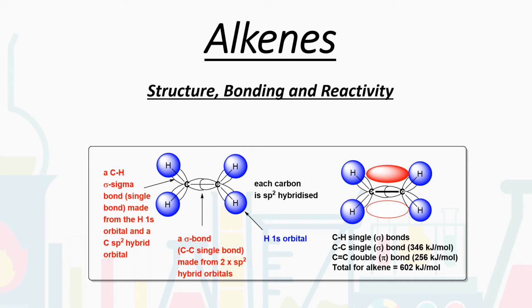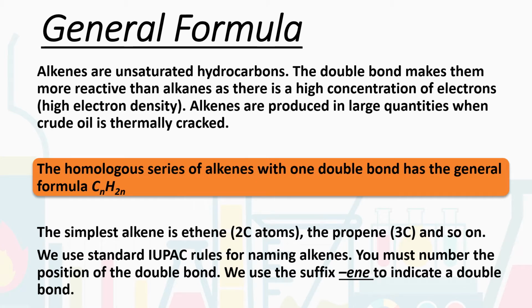Hi everyone, today a video on alkenes and specifically looking at the structure, bonding and reactivity. So alkenes are unsaturated hydrocarbons. They don't have the maximum number of CH single bonds they can have. And the double bond makes them much more reactive than alkanes because there's now a high concentration of electrons, a high electron density in this double bond.